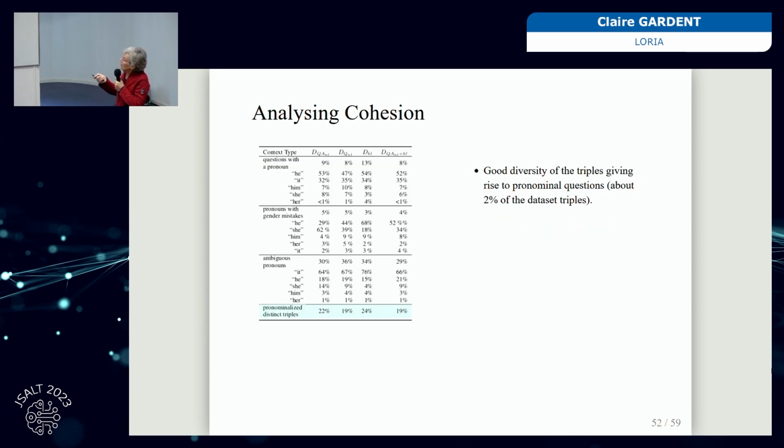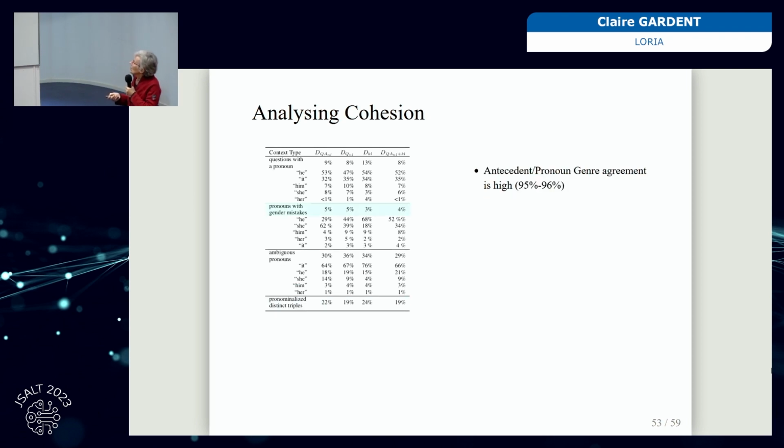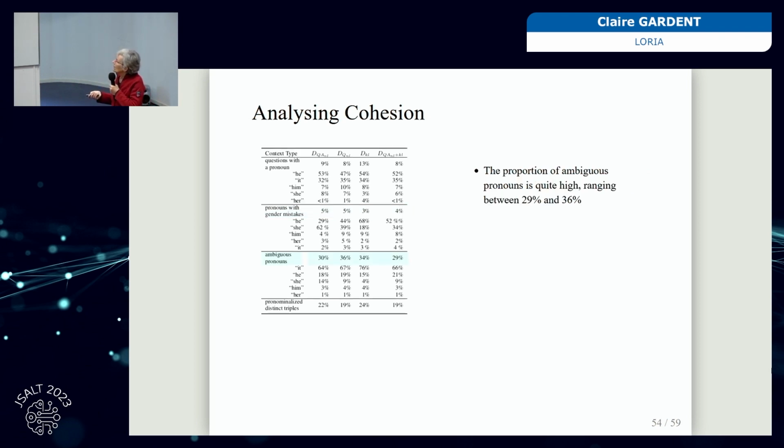We also observe that there's a good diversity of triples giving rise to pronominal questions. So it's not the case that specific triples systematically trigger pronouns, but it's much more diverse. And the antecedent pronoun-gender agreement is quite high, 95 to 96%. And the proportion of ambiguous pronouns is also quite high. But again, it's really a heuristic we're using here, so this will need looking into in more detail.